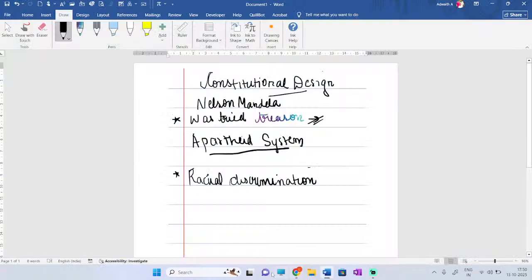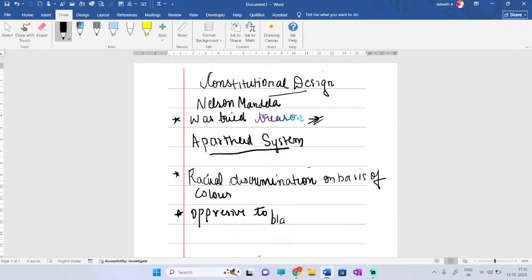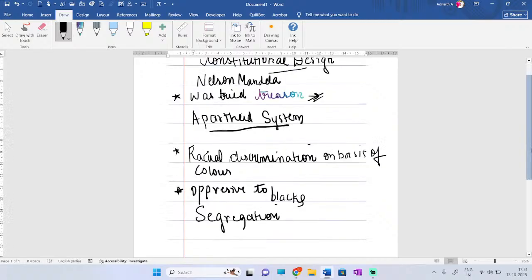Okay. Apartheid system means racial discrimination on the basis of color. It was oppressive to blacks. Then segregation, the separation of classes.